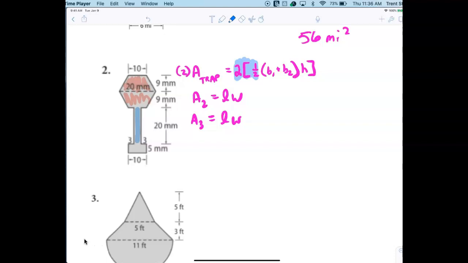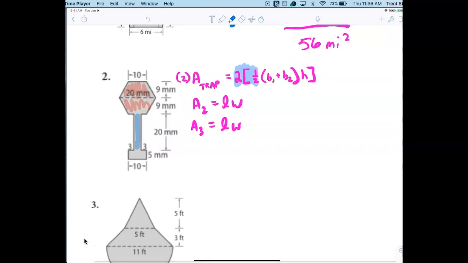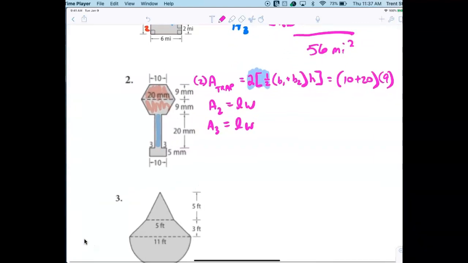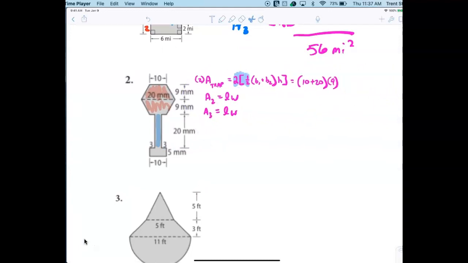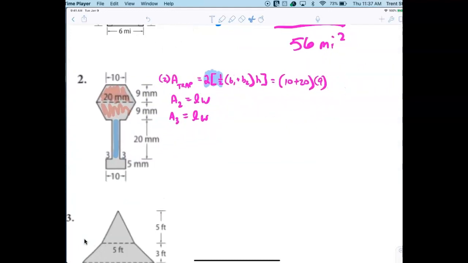All right, so what are the two bases, please? 20. I said, what are the two bases? 10. 10 plus 20. Then what's the height? 9. All right. Now I'm going to shrink this down a little bit so I have more room. Now you still don't need a calculator. Don't embarrass me. What's 10 plus 20? 30 times 9. Yeah, 270.